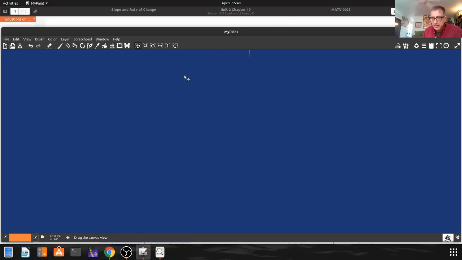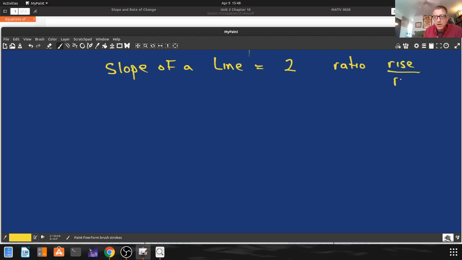So, there's two different ways we're going to do this. So, suppose you are given the slope. The slope of a line is equal to 2. Well, one of the first things you're going to do is you want to turn that into a ratio of rise over run. And here I start to write rise twice. Rise over run.